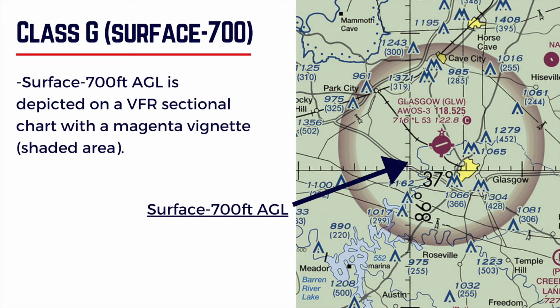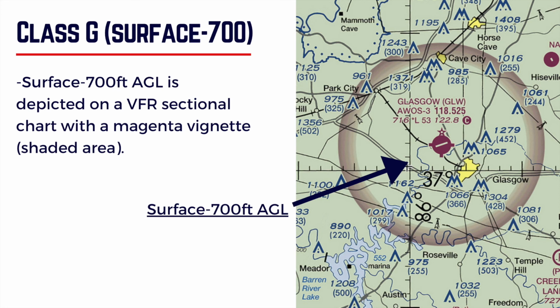Now, we deal with a little bit of a lower altitude. Class G, surface to 700 feet above ground level, and that is depicted on a VFR sectional chart with a magenta vignette, also known as a shaded area. So on the image to my right, Class G, inside that magenta shade, that magenta vignette, starts at surface and now goes up to 700 feet above ground level. So it's actually dropped 500 feet.